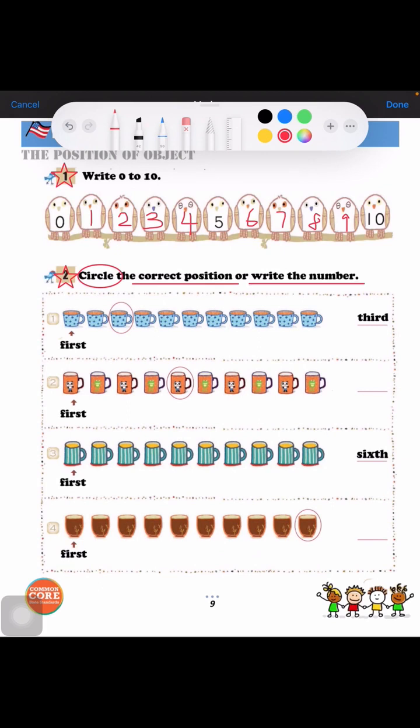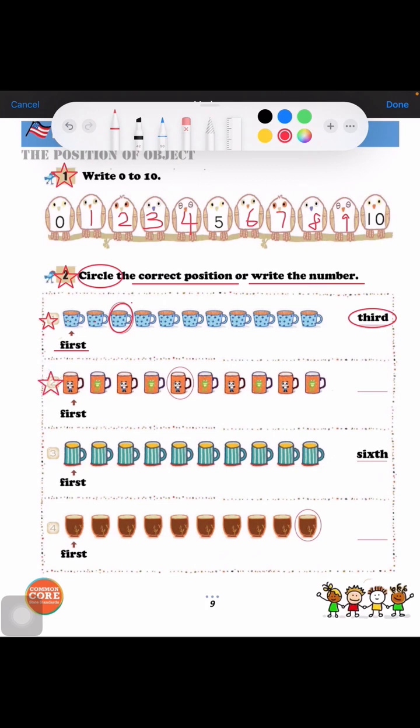Take a look at question 1. You can see there are so many blue cups. The one on the left-hand side is the first one. And then we need to find the third one. We need to circle the third one. The first, the second, the third. This is the third one. Okay, and then we move on to the next question.